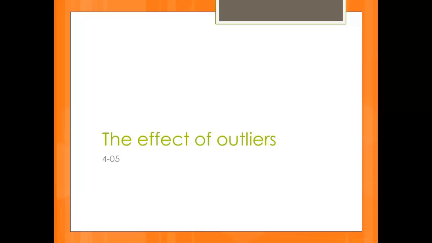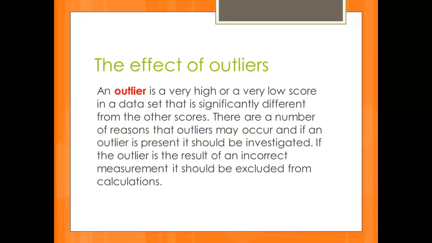This is our fifth lesson from our chapter on statistical distributions. We're looking at the effects that outliers have on a data set. Outliers are scores that are noticeably different from others in the data set. A score that's considered really high or really low for a particular set of data is an outlier.